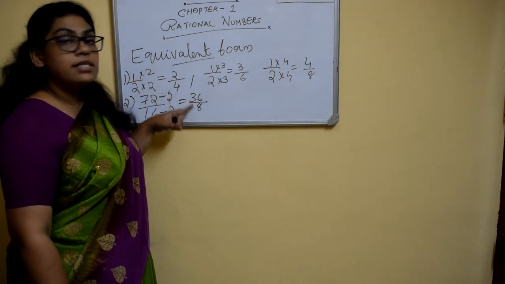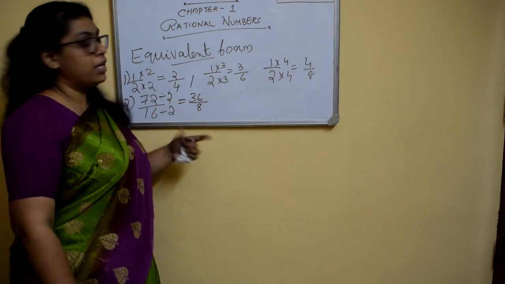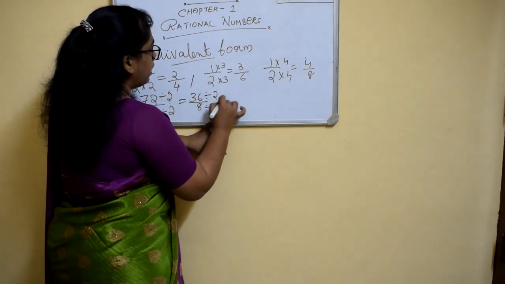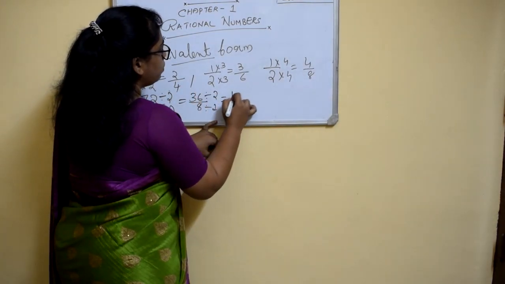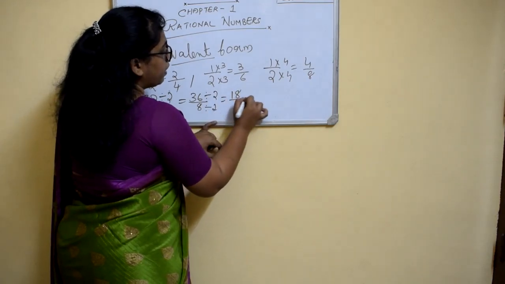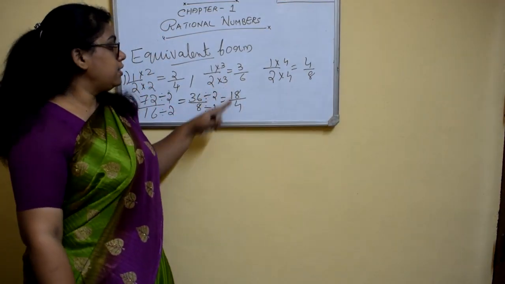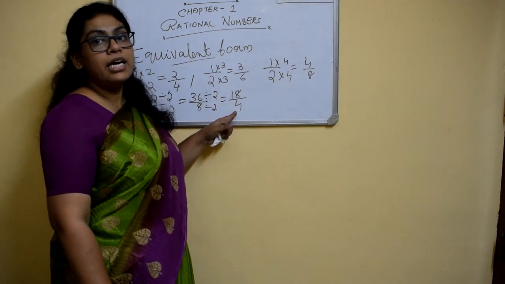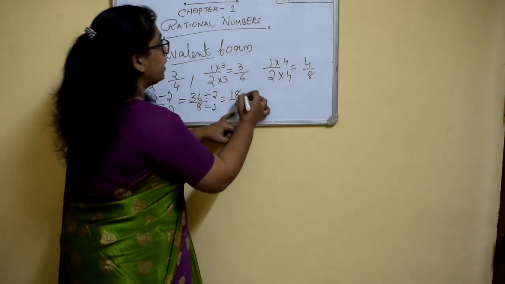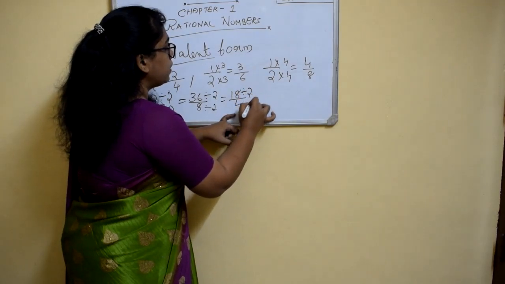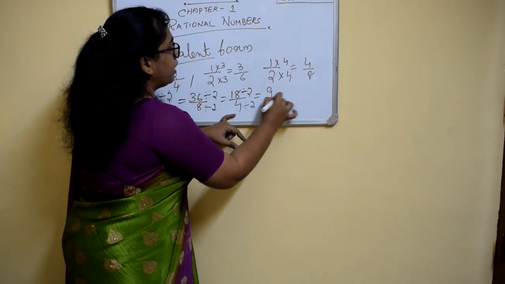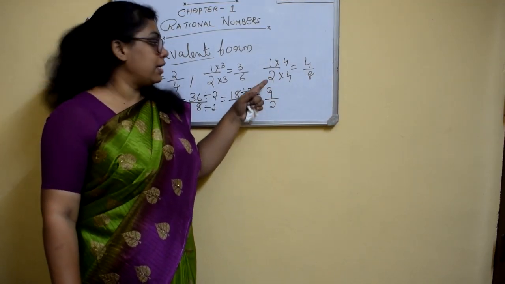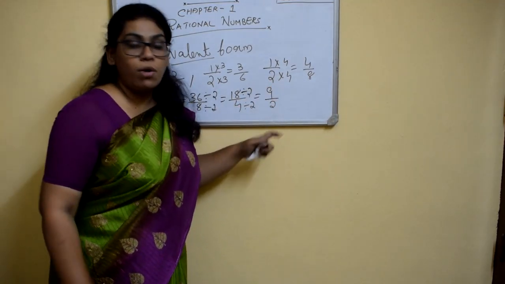Now 36 and 8 are also even numbers. Just divide the numerator and denominator by 2. 36 divided by 2 is 18, and 8 divided by 2 is 4. So 18 by 4. Again, we can divide the numerator and denominator by 2. The answer is 9 by 2. For 9 by 2, there is no other common factor between them, so we can stop here.